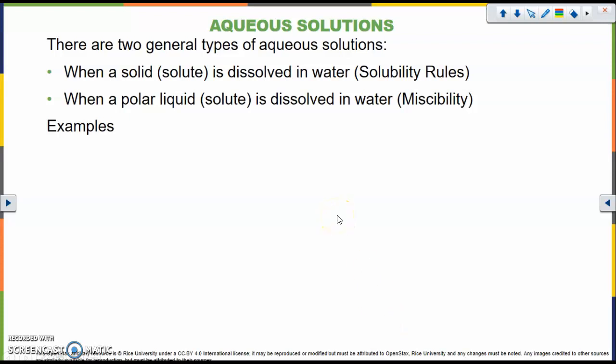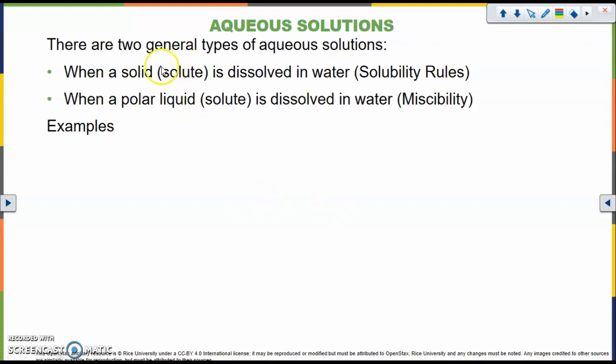Hello everyone. In this lecture video, I am going to be talking about aqueous solutions. Aqueous solutions basically just means solids or liquids dissolved in water. Aqueous basically means water. Aqua is Latin for water in this case. There are two general types of aqueous solutions.